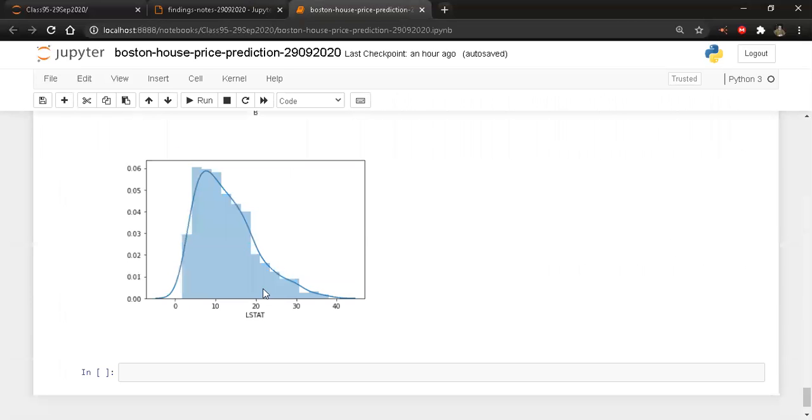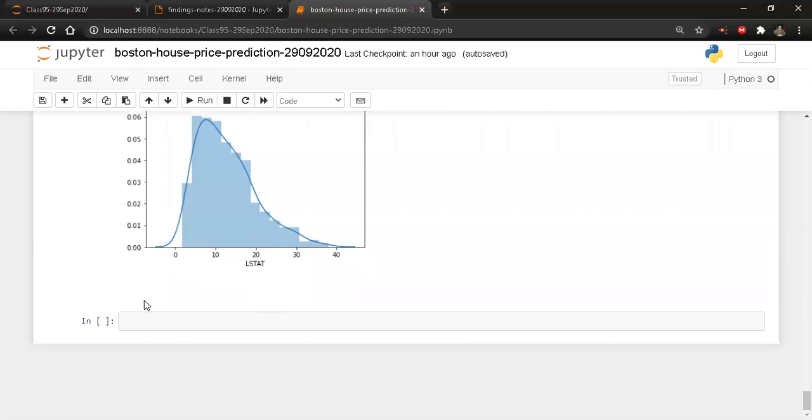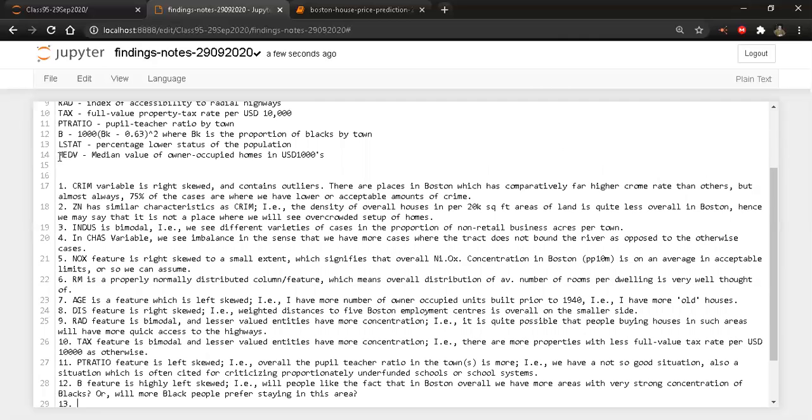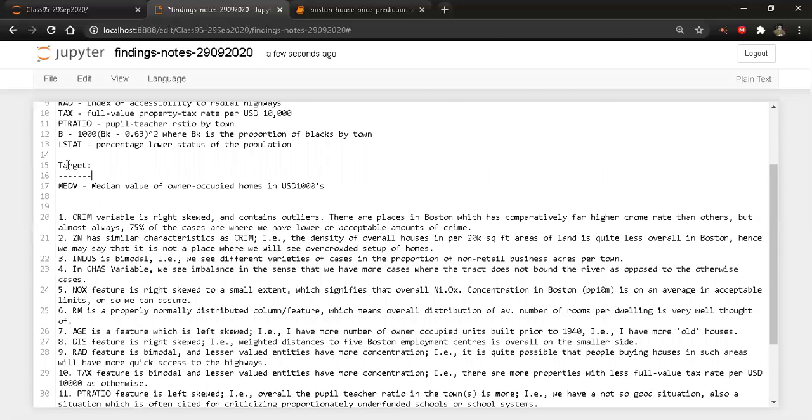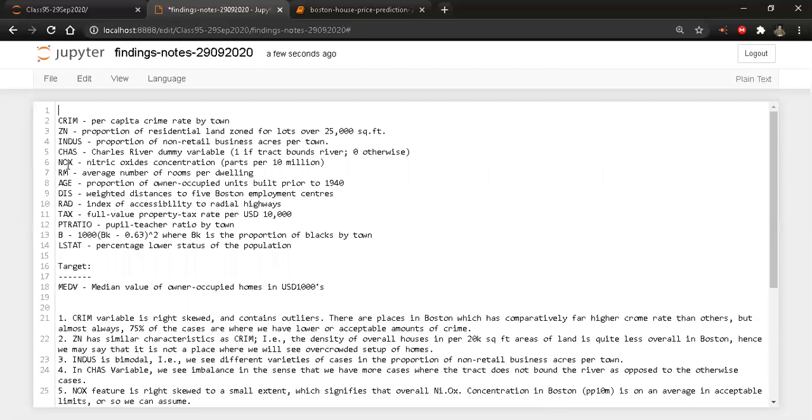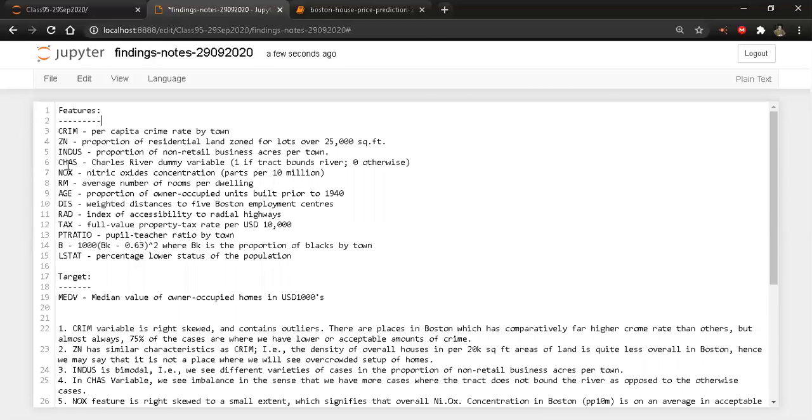Then I have LSTAT. It is near to normal distribution. Near to normal. This is my target variable. Let me clearly segregate my target. Let me go control home, and these are my features. So features are this. I've done covering the features.